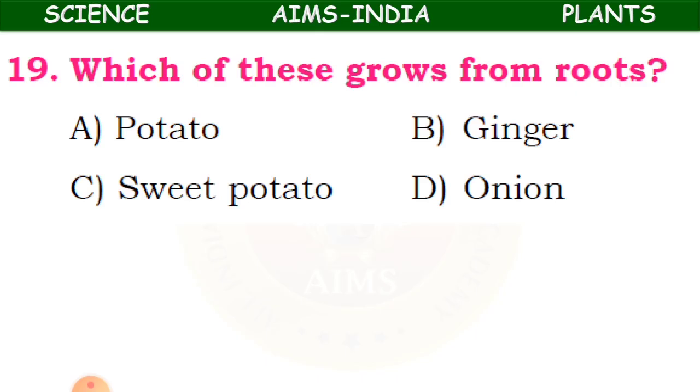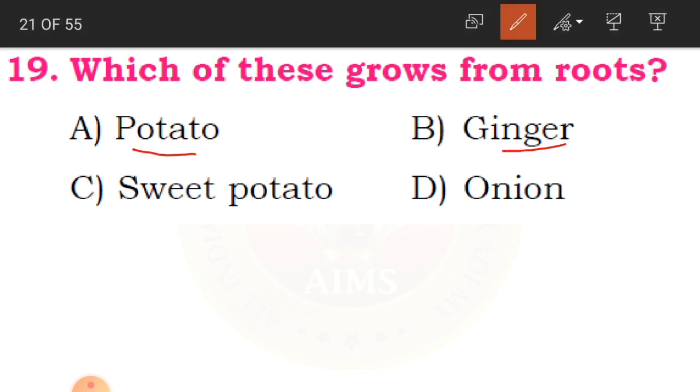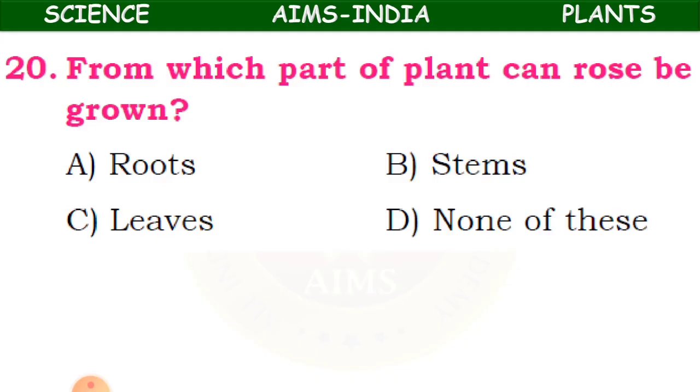Now we'll go to the 19th question. Which of these grows from roots? So here you have some vegetables like potato, ginger, sweet potato and onion. We have to name the vegetable which grows from roots. So which one, children? Potato, no, it grows from the buds. Ginger from the stem. Even onion also from the stem. Now sweet potato is left. So this is the right option. Sweet potato grows from roots. Clear, children?